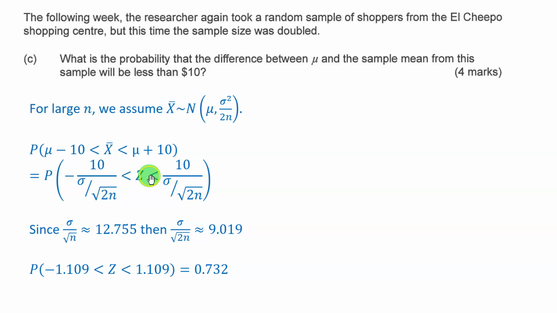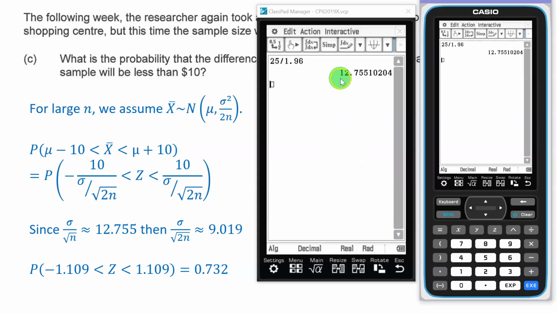Is less than Z is less than, and at the top end we've got mu plus 10. We subtract the mean of mu, which will be 10, divided by the standard error. Now, we know that sigma over root n from part B is 12.755. So now we want the standard error of this sampling distribution. So it's going to be root 2 times smaller. So if we grab our calculator and take the old one, it's still there, divide it by the square root of 2. Then our new sampling error, standard error, is 9.019 there.